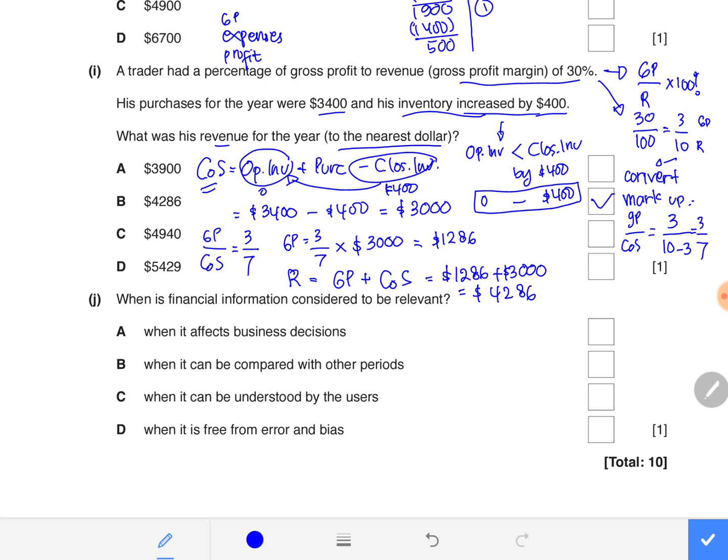Okay, J. When is financial information considered to be relevant? The answer is when it affects business decisions. If it is not relevant, it will not affect them.